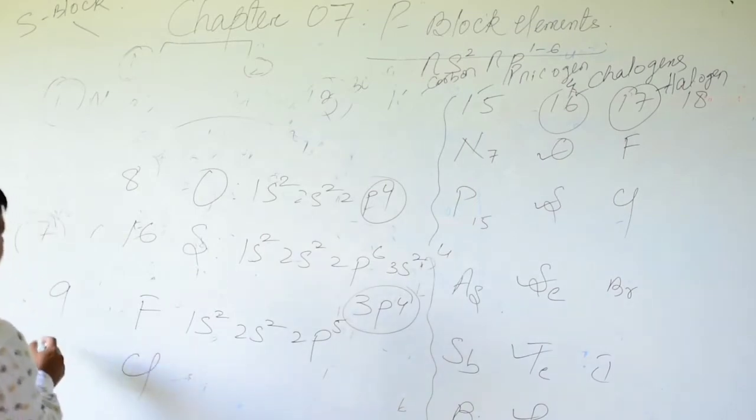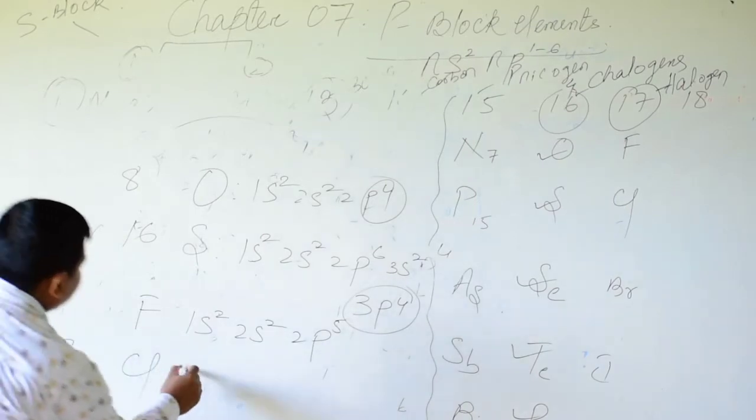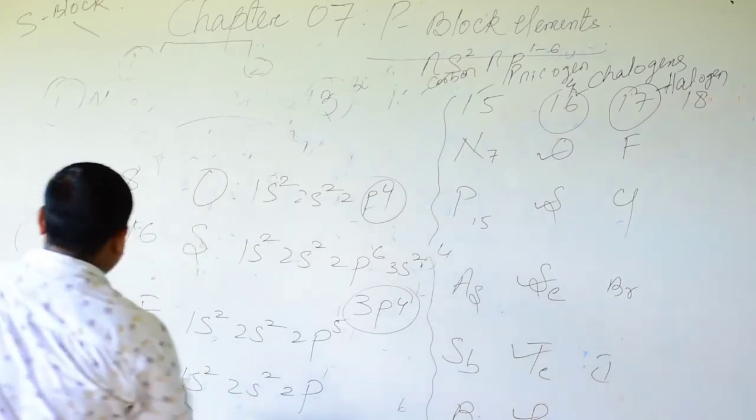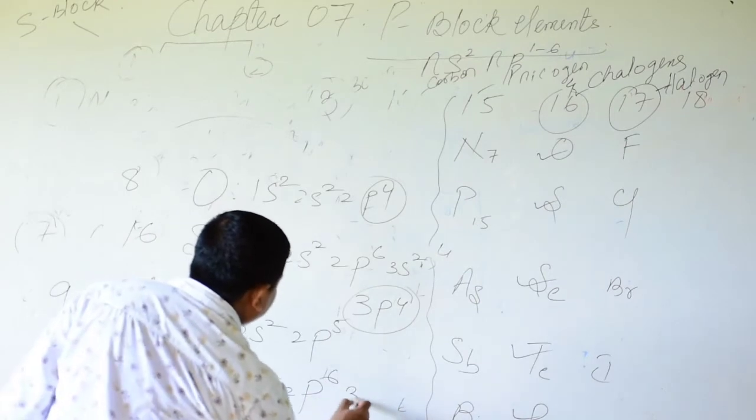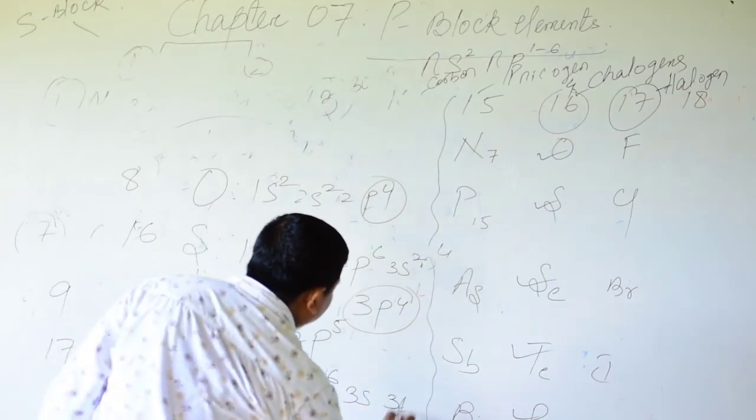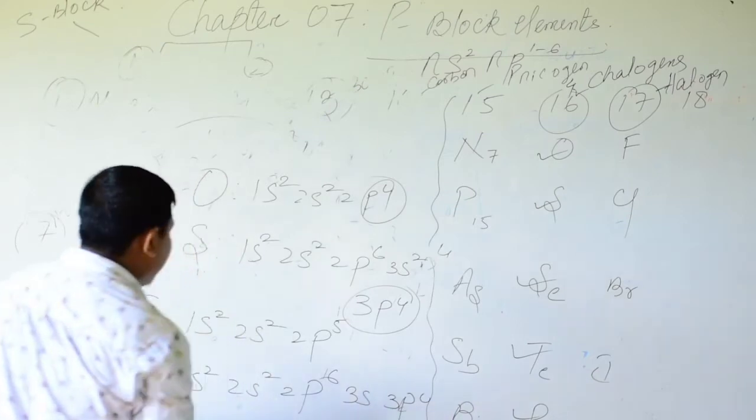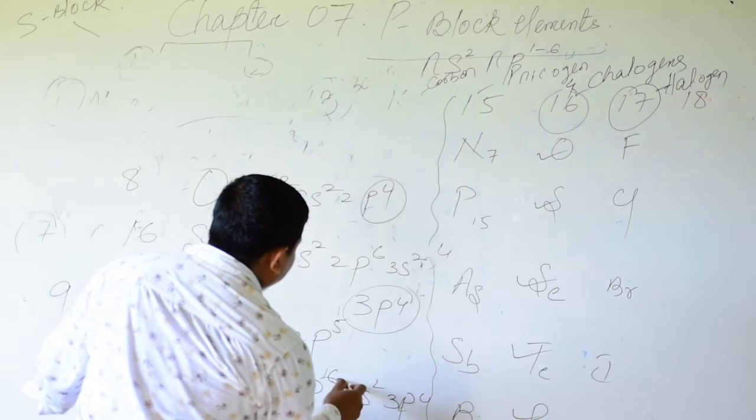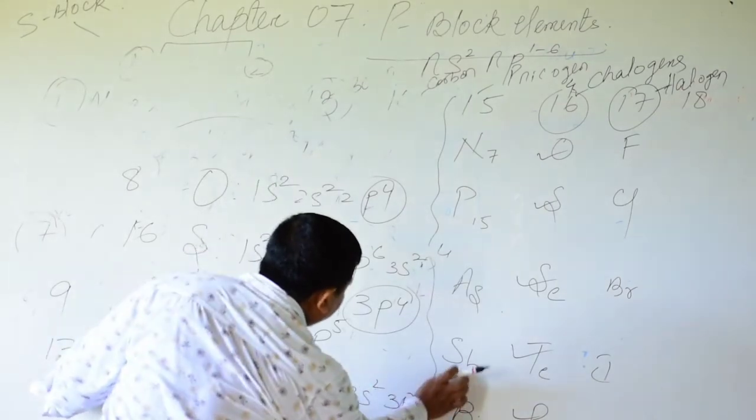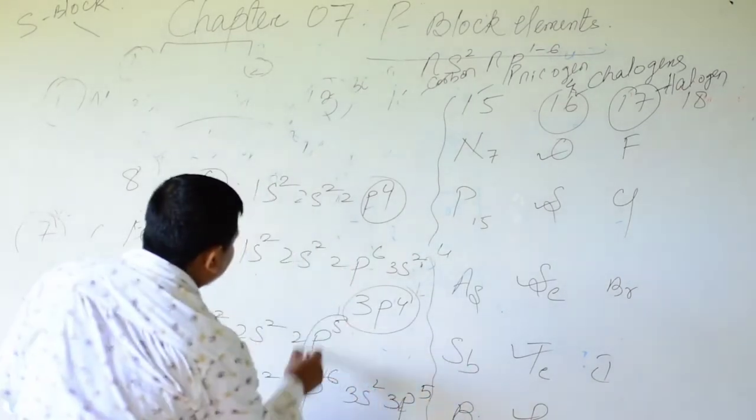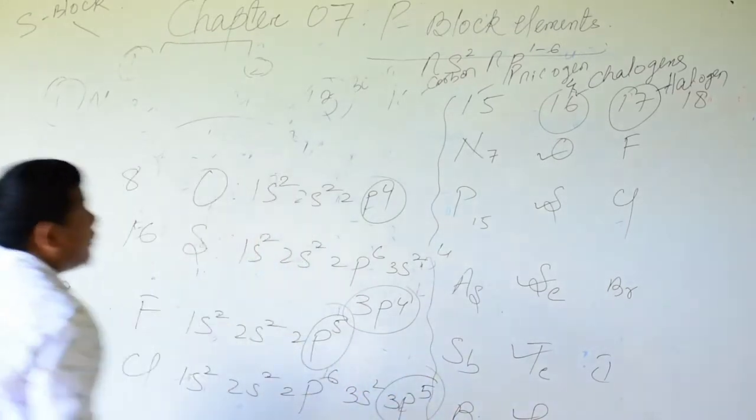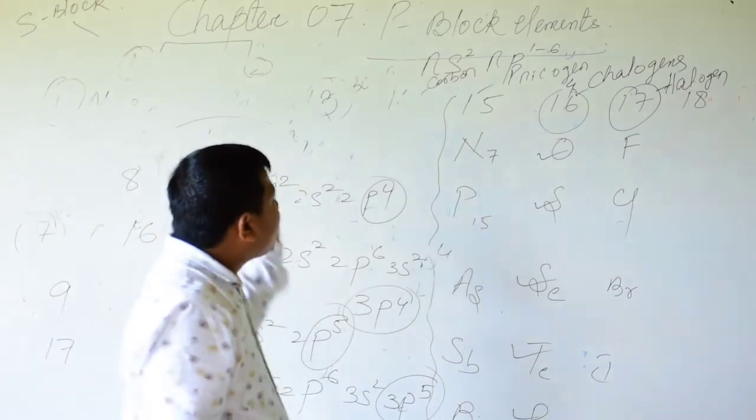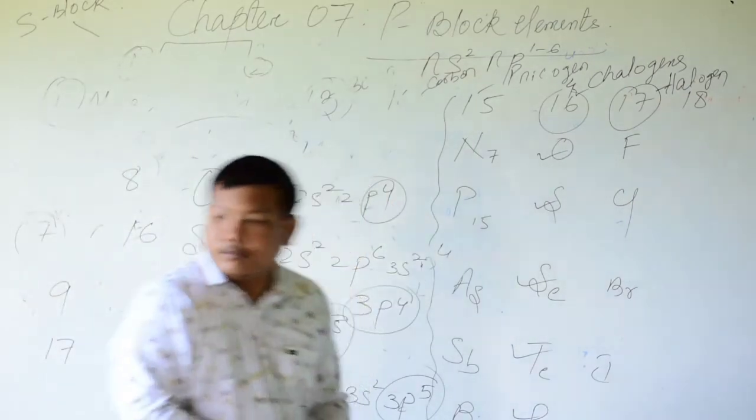Now chlorine. Chlorine's atomic number is 17: 1s2, 2s2, 2p6, then 3s2, then 3p. 2 plus 2 is 4, 4 plus 6 is 10, 10 plus 2 is 12, to become 17 we require 5. So the similarity is 2p5, 3p5. In that way we can learn the elements of group number 17.